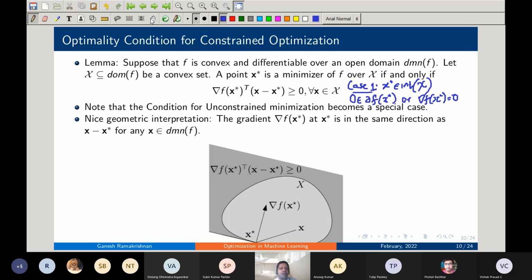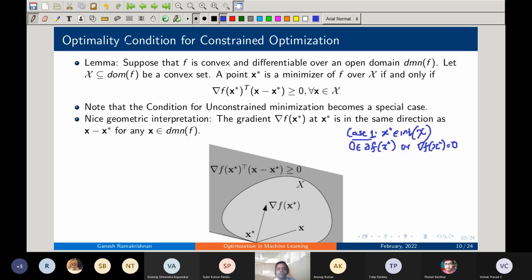This is a sufficient condition, and as a result this will hold. If one of them is zero, obviously the dot product will be greater than or equal to zero, and that's fine. The interesting part is case two, which is when it's on the boundary.